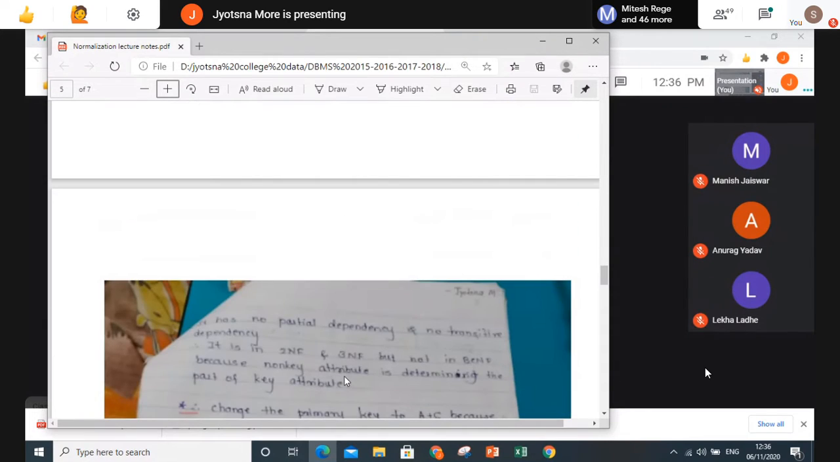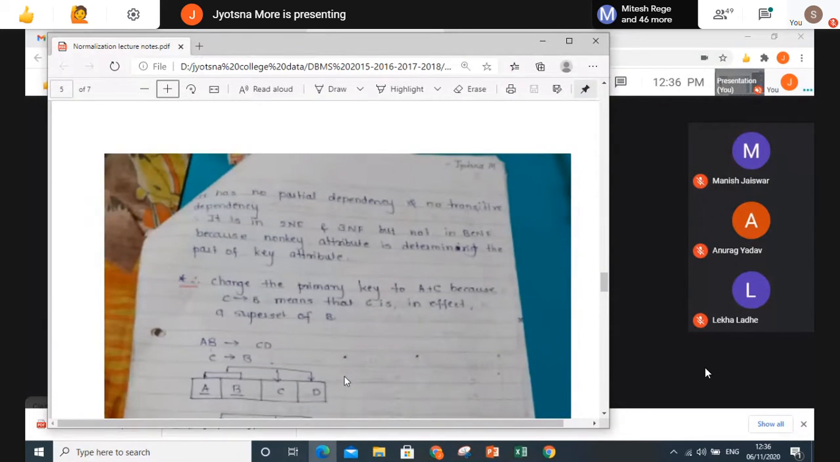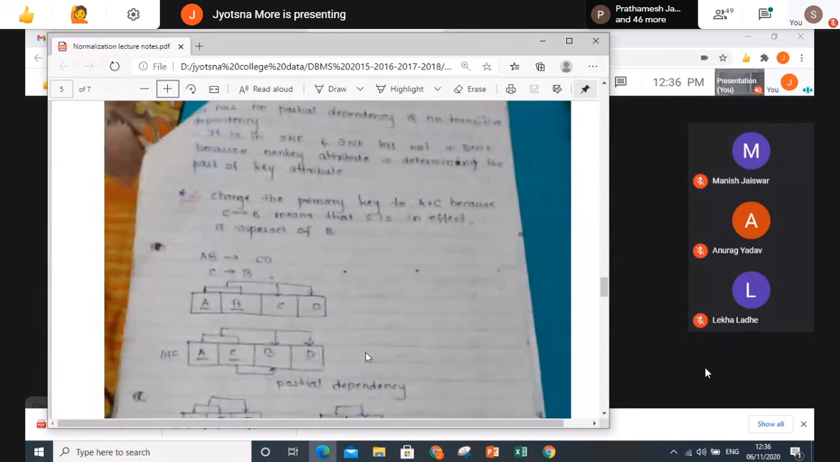For that, I will write change. See the star mark which I have done here. Change the primary key to A plus C instead of AB. You are having AB determines CD. So I have drawn the diagram for that. It looks like AB determining C and D. Okay, and C determines B. So it will be like this.